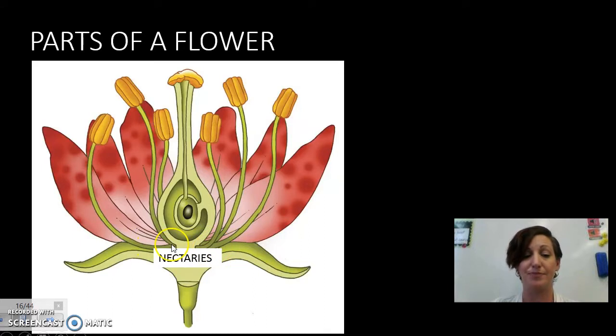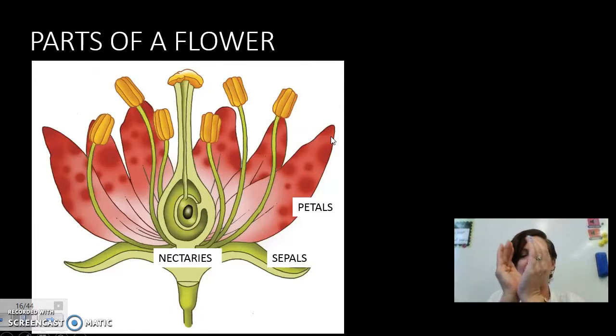They like the nectar. Then there's the petals. Those are the beautiful colourful bits on the outside of the flower that make the flower look beautiful. And that also attracts insects to the flower. Then we have the sepals, which are the little green leaves that encase the flower while it is in a bud. And then right down the bottom we have the receptacle, which basically holds everything together at the base of the flower.